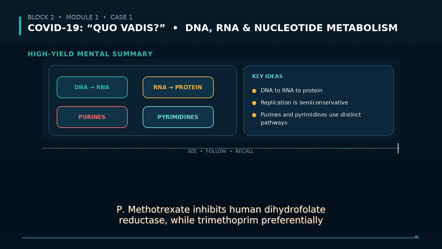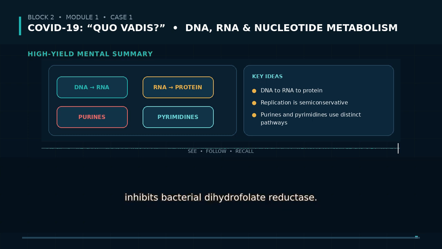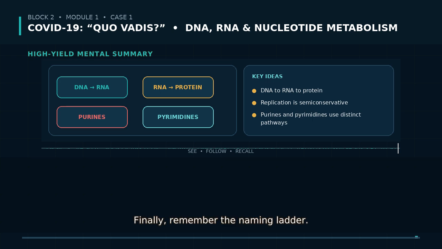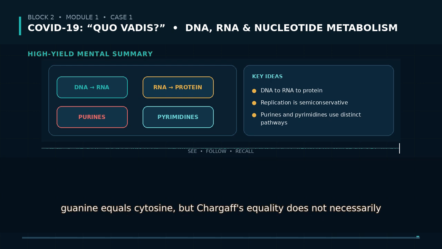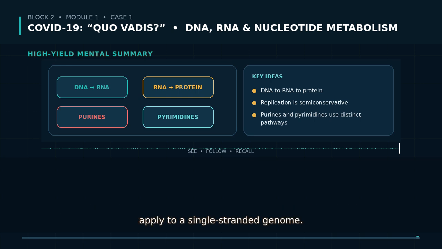Finally, remember the naming ladder. A base plus a sugar is a nucleoside. A nucleoside plus phosphate is a nucleotide. Nucleotides join through phosphodiester bonds to form DNA or RNA. In double-stranded DNA, adenine equals thymine and guanine equals cytosine, but Chargaff's equality does not necessarily apply to a single-stranded genome.